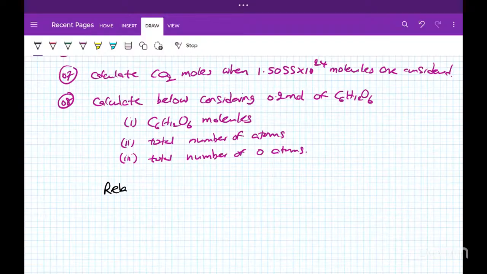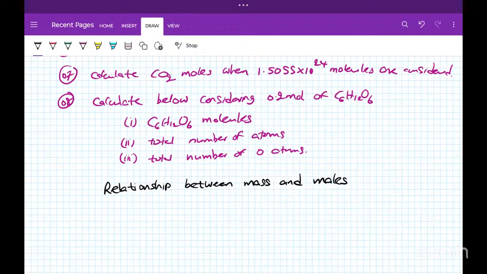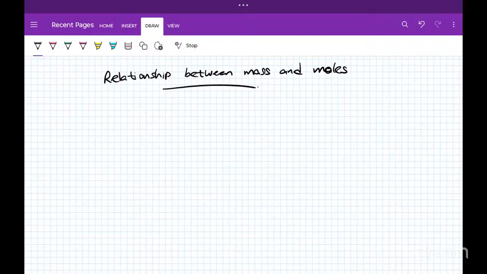Write the topic. Relationship between mass and moles. Relationship between mass and moles.